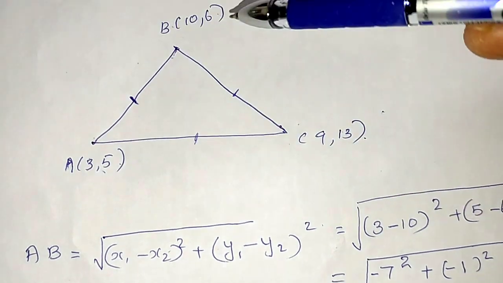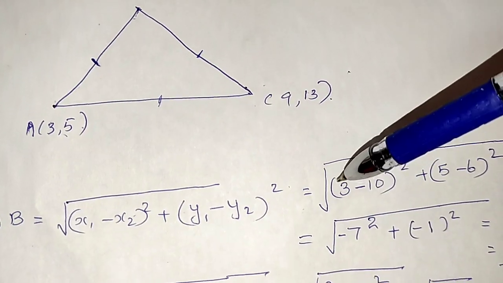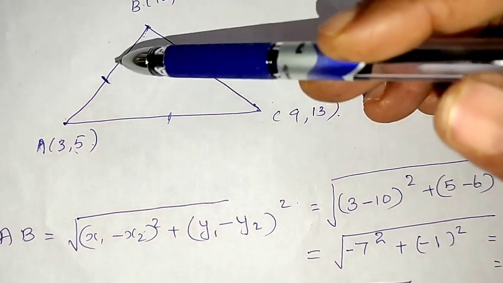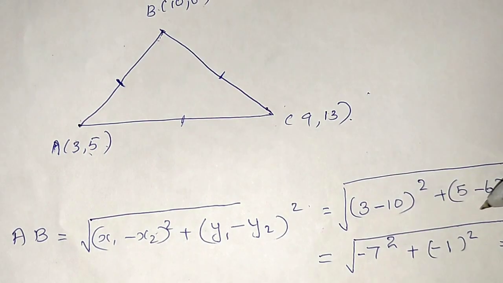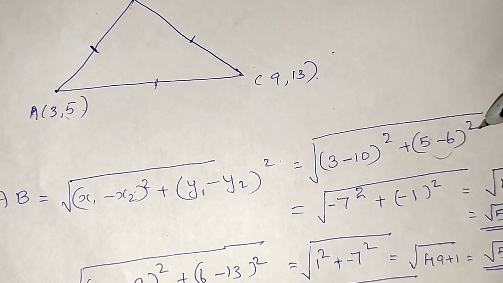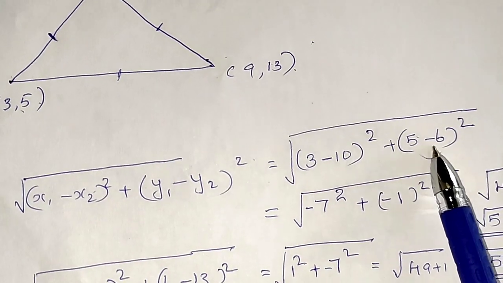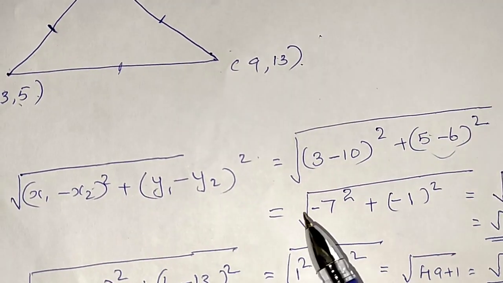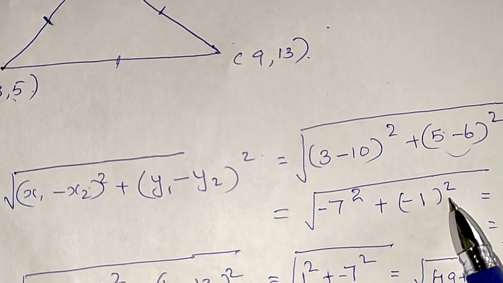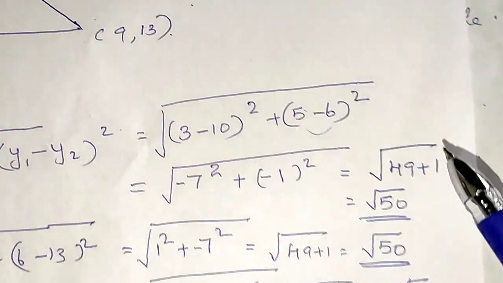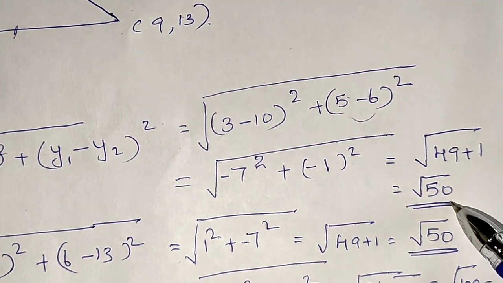Here x1 is equal to 3 and x2 is equal to 10. So 3 minus 10 whole square. Then y1 is equal to 5 and y2 is equal to 6, that is 5 minus 6 whole square. So 3 minus 10 whole square plus 5 minus 6 whole square is equal to root of minus 7 square plus minus 1 square, that is equal to root of 49 plus 1, which is equal to root 50.